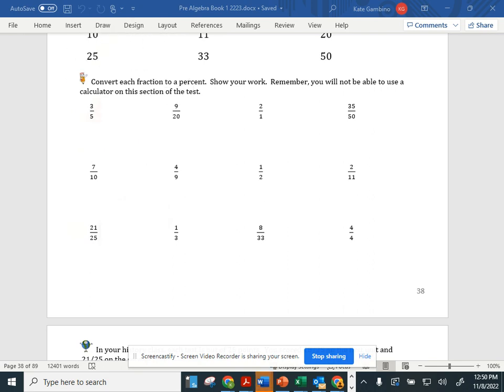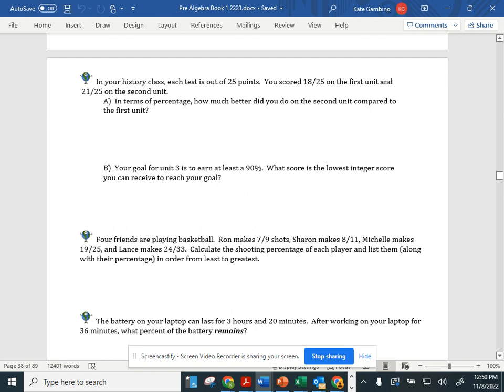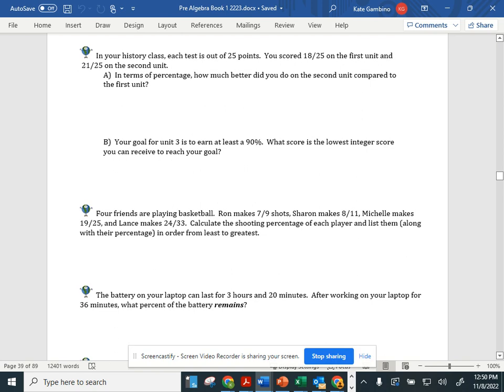All right, so let's look at our second page. In history class, each test is out of 25 points. You scored 18 out of 25 on the first unit and 21 out of 25 on the second unit. In terms of percentage, how much better did you do on the second unit compared to the first unit? This is a multi-step problem. What do we think we have to do?